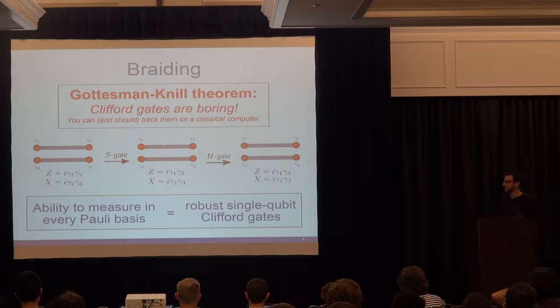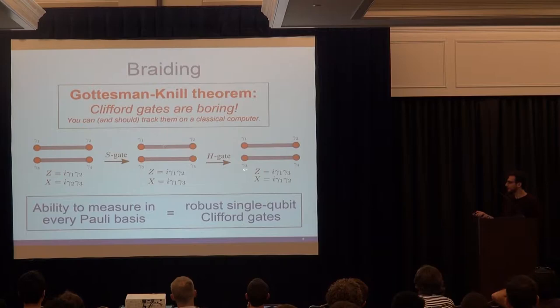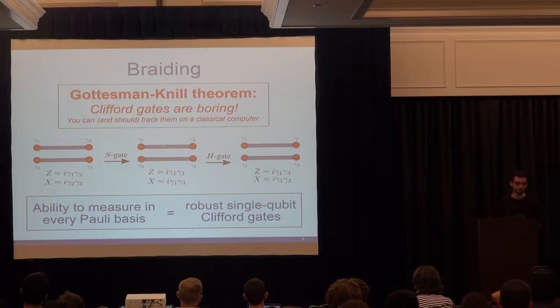Yeah, exactly. So, of course, with superconducting qubits, you could also track your Clifford gates, but in the end, you would still need to rotate your qubit to measure in a different basis. And this angle of rotation is susceptible to errors. With Majorana qubits, no rotation, no errors.